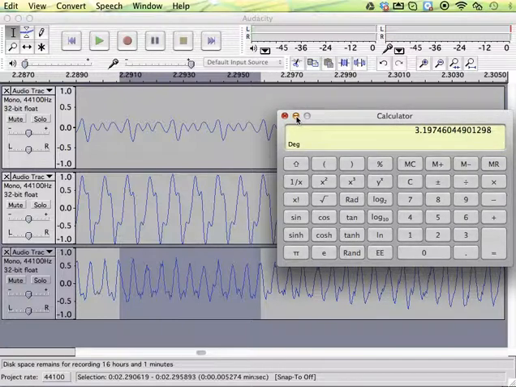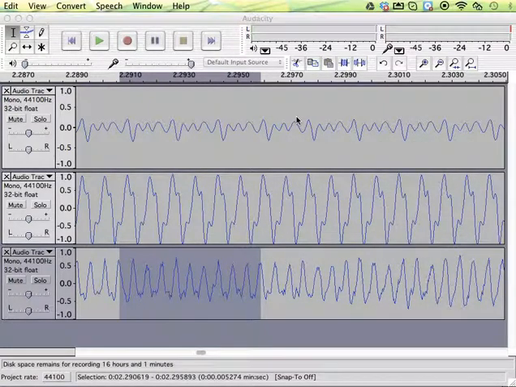This kind of exploration is simple and easy to do in Audacity, even with such a simple little instrument as a tin whistle.